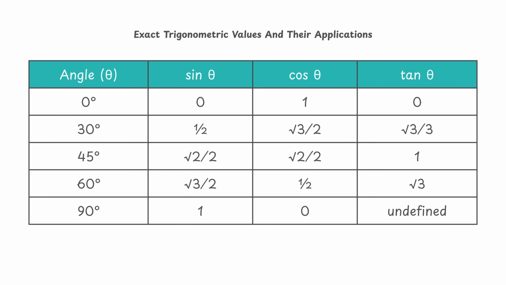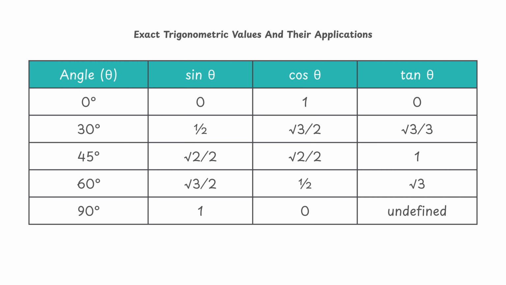Now pause here and notice the patterns. Sine increases as the angle increases, from 0 up to 1. Cosine decreases from 1 down to 0. Tangent increases and becomes undefined at 90 degrees. Now connect this back to the triangles. The values for 30 degrees and 60 degrees come from the 30, 60, 90 triangle. The values for 45 degrees come from the 45, 45, 90 triangle. So this table is not something to memorize randomly, it comes directly from the geometry of those triangles.